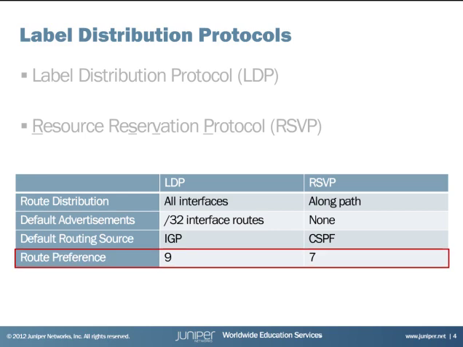Finally, it is important to remember that the default route preference for LDP is 9, while the default route preference for RSVP is 7. This means that the router will prefer RSVP LSPs over LDP LSPs to the same prefix.